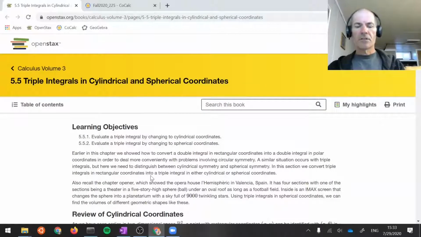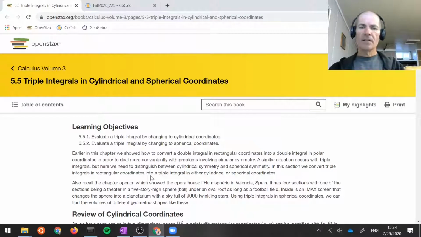In the previous section, we talked about triple integrals in rectangular coordinates. We now want to change over and talk about doing triple integrals in different coordinate systems. In this case, the cylindrical and spherical coordinate systems. These, you may remember, are the coordinate systems that we reviewed late in chapter 2, I want to say.